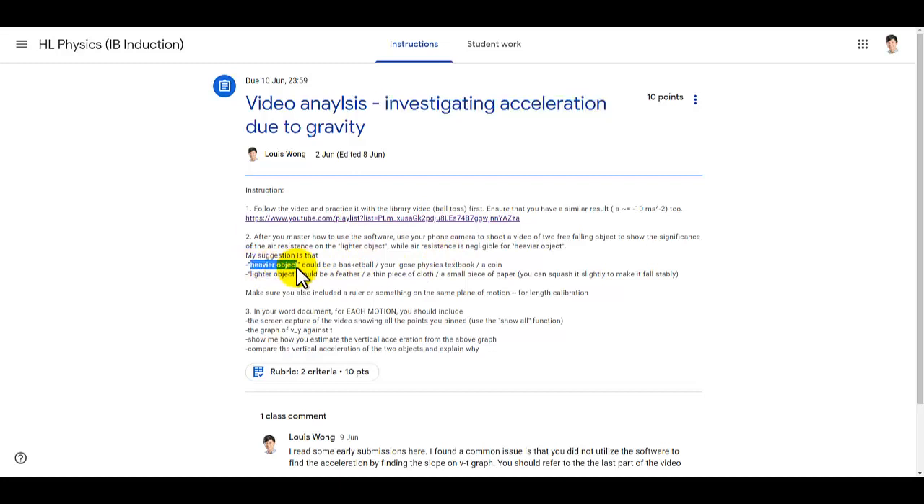So I asked them to practice and also film a video by choosing an object. One is the heavy object, which could probably be a coin and is not subjected to air resistance as much, while for a lighter object that could be maybe a piece of paper that you can slightly squash to make it fall with significant air resistance. And so in the study, you may want to compare the acceleration of each other, and explain why that would make a difference. So if you'd like to do that, you may want to pause the video. If not, we're going to review that right now.